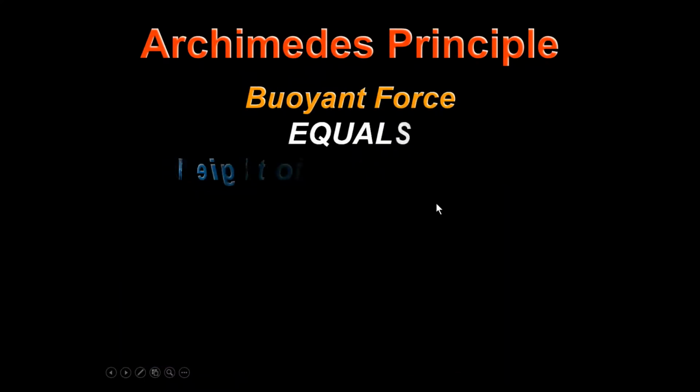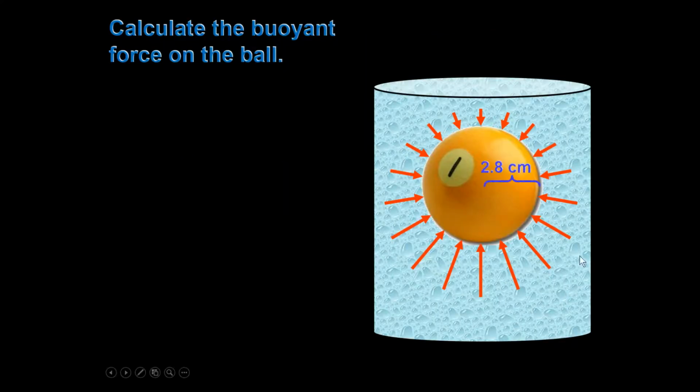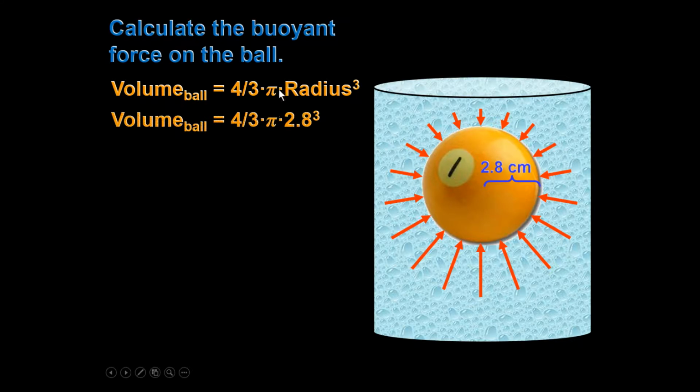So Archimedes' principle states the buoyant force equals the weight of the fluid displaced. I say that over and over, but it's so important to understand that. So if I wanted to calculate the buoyant force on this submerged ball, I'm not going to measure, I'm going to calculate it. To calculate the buoyant force, I would have to calculate the weight of the fluid displaced. Well, the volume of this sphere is 4/3 pi r cubed. I'm giving the radius. So when you plug in the radius there, you would get that this has 92 cubic centimeters of volume.